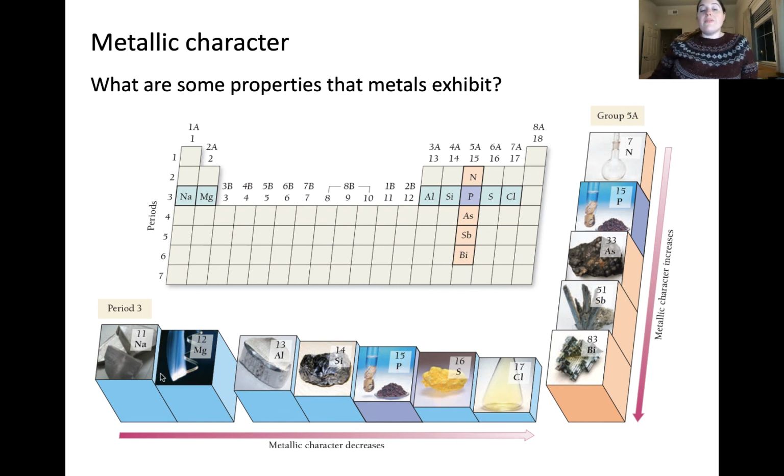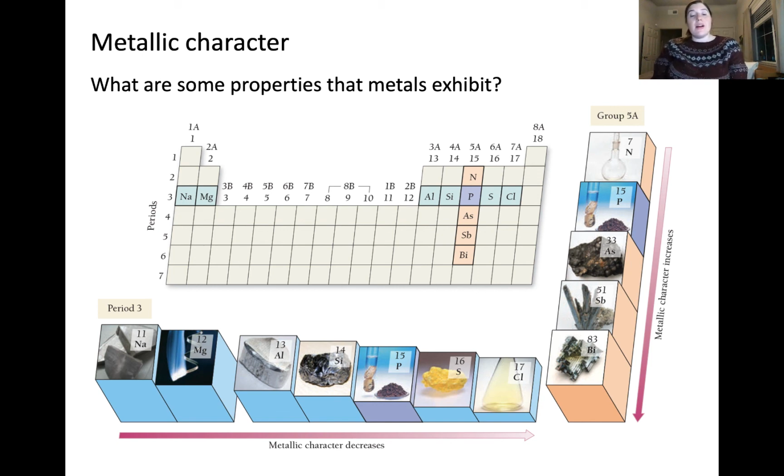So as we move from left to right, we see that metallic character decreases, and the reason for that is because we actually see an increase in ionization energy as we move from left to right within a row. What this means is that species farther to the right of a particular row require substantially more energy to remove their outermost electrons, so thus they're much less likely to form stable cations.